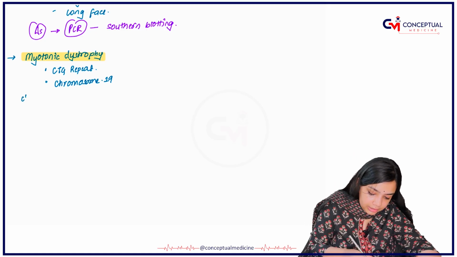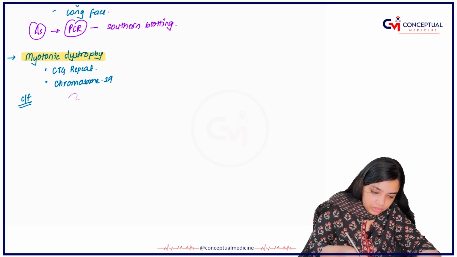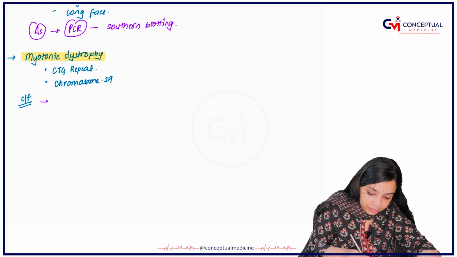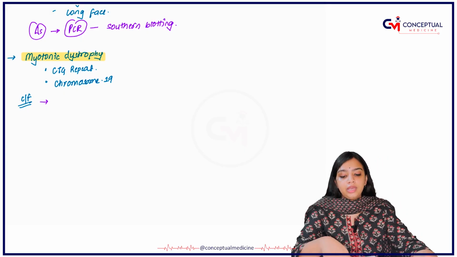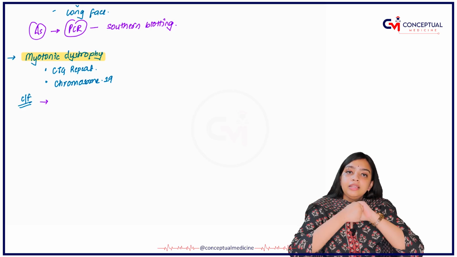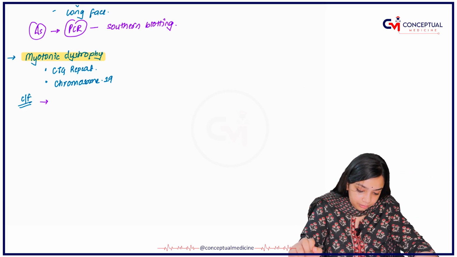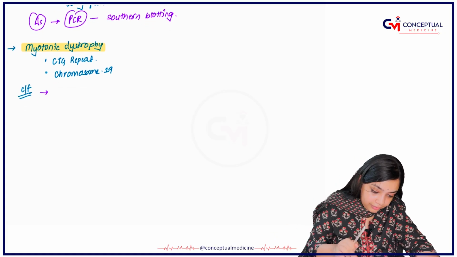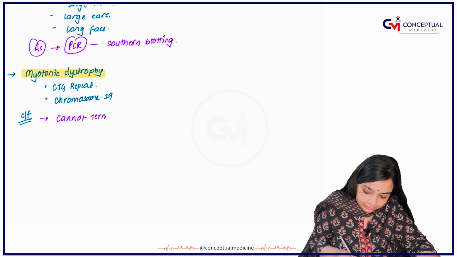If I talk about the clinical features, what are the clinical features that are present? The first thing is the patient is not able to terminate the grip. So if you try to shake hands with that person, the person will not at all leave your hand.